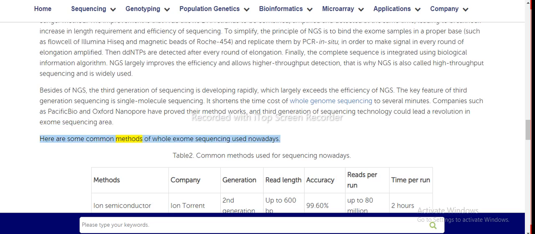Here are some common methods of whole exome sequencing used nowadays. Table 2. Common methods used for sequencing nowadays. Methods, company, generation, read length, accuracy, reads per run, time per run. Ion semiconductor, Ion Torrent, second generation, up to 600 BP, 99.60%, up to 80 million, 2 hours.